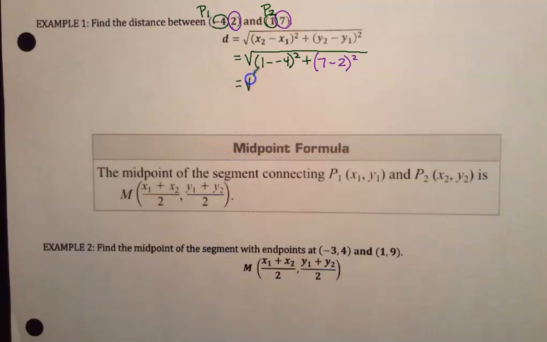So this is going to equal the square root. 1 minus -4, we change to plus a positive, so this is 5 squared plus 7 minus 2 is 5 squared. So this equals 25 plus 25, which is the square root of 50. You have a couple different options there. So our distance equals the square root of 50.